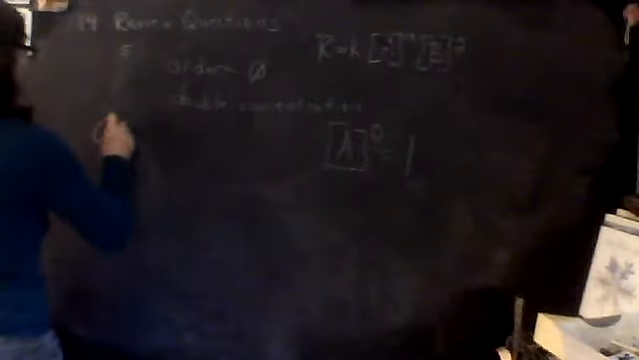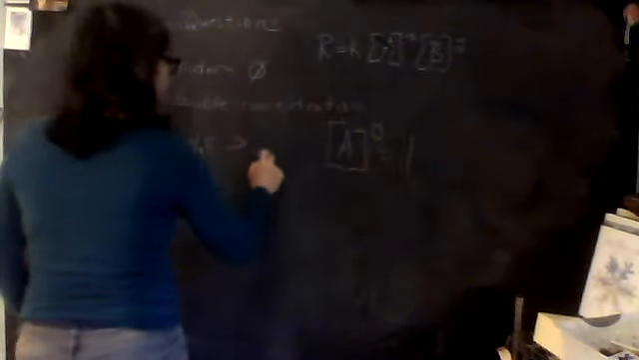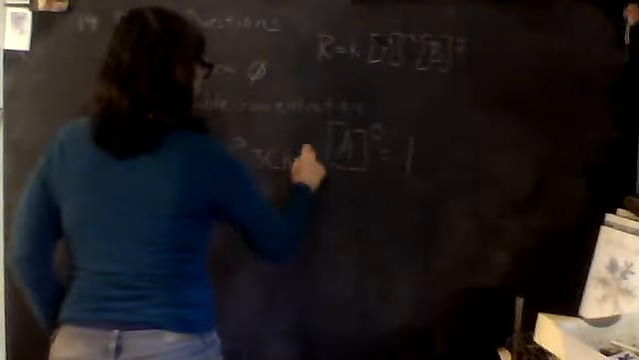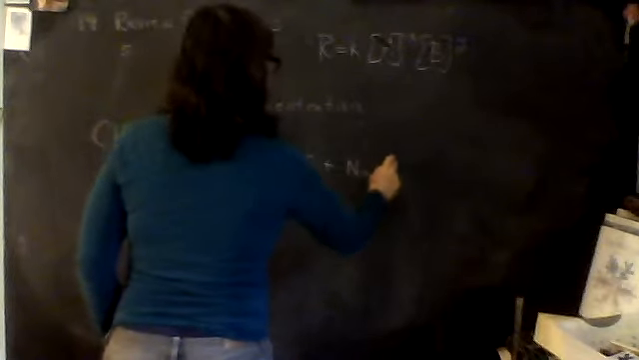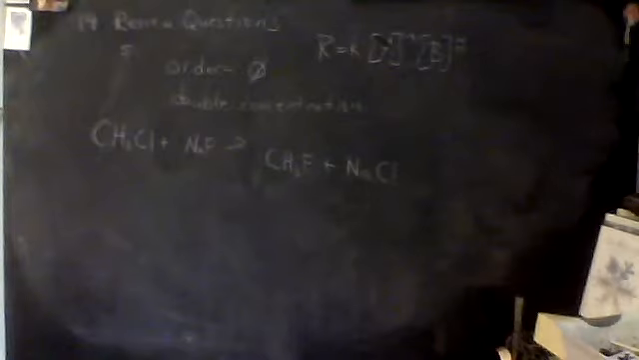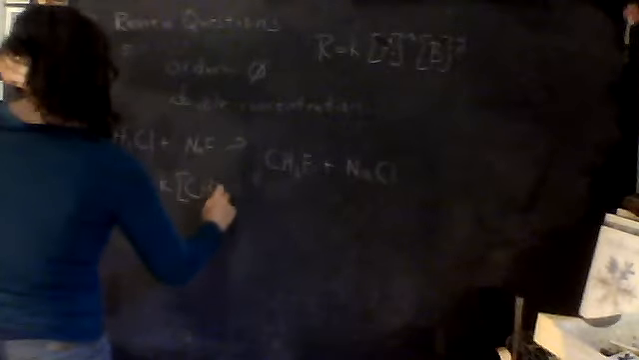A student is studying a chemistry book and reads that for the following reaction, CH3Cl plus NaF yields CH3F plus NaCl, and the rate equation is R equals K times the concentration of CH3Cl times the concentration of NaF.